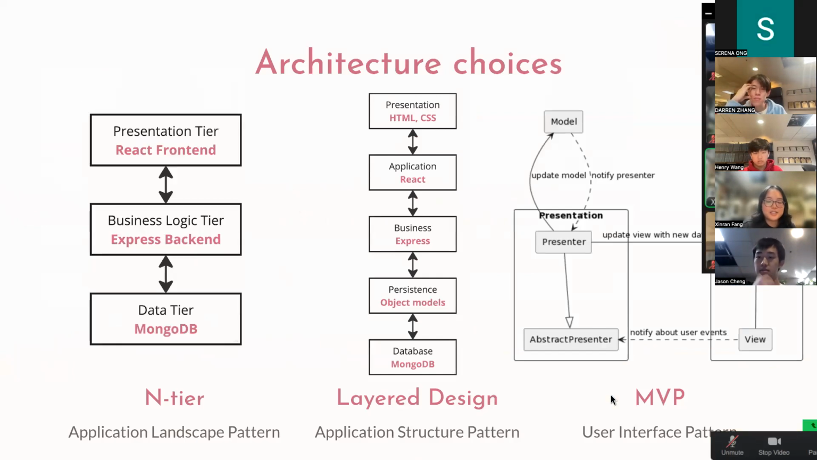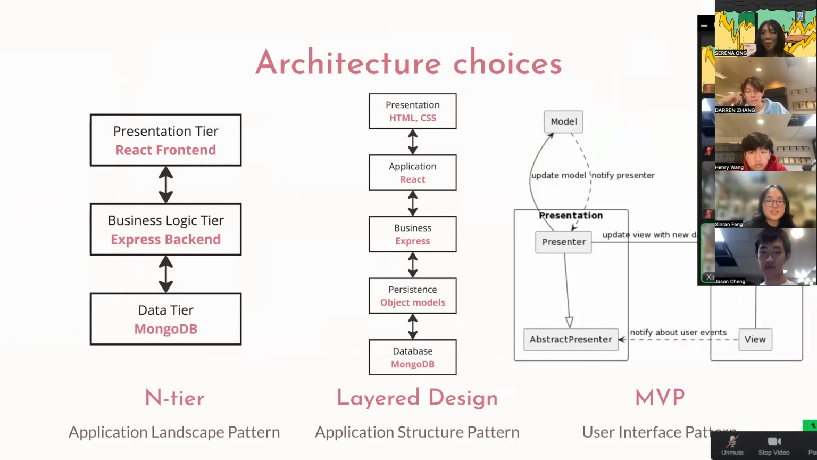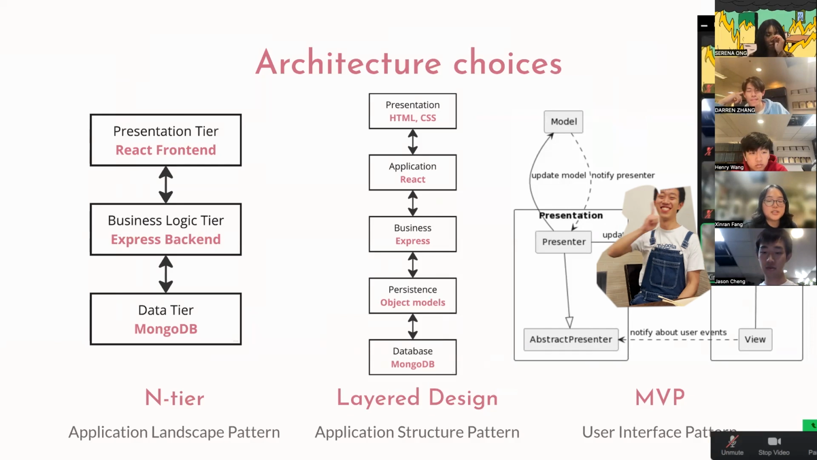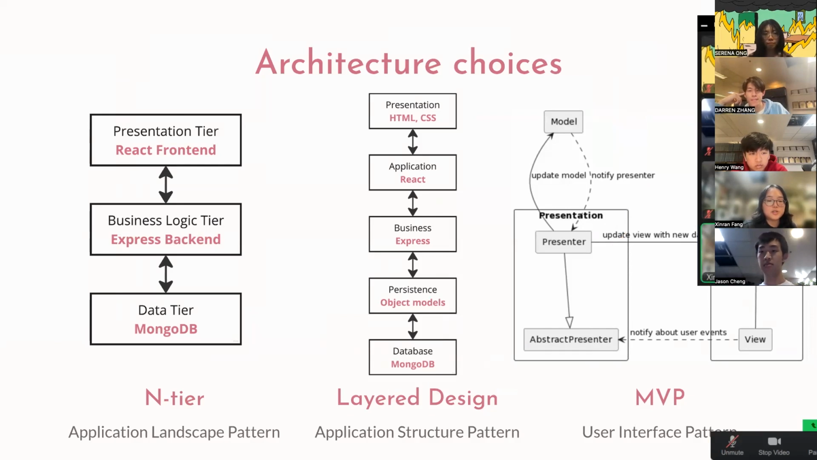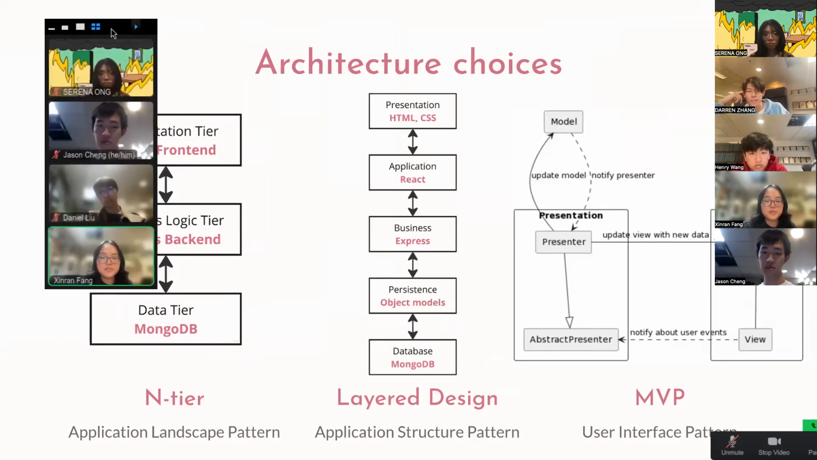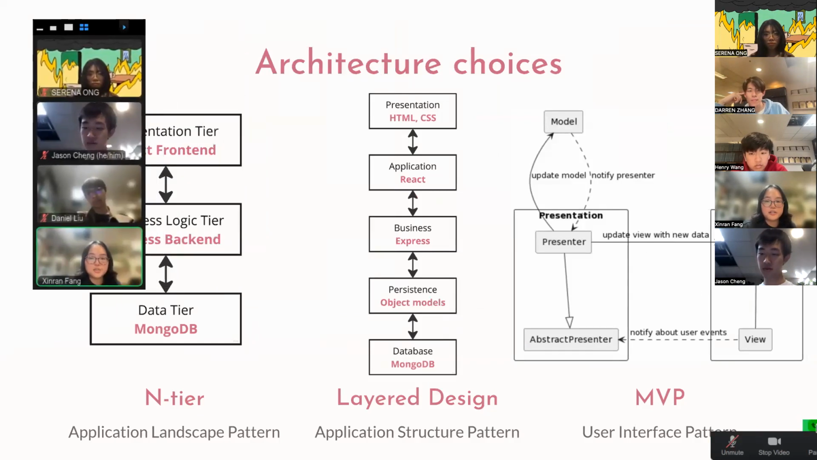For application landscape pattern, we chose N-tier. So we use React frontend as presentation tier, Express as business logic tier, and MongoDB for data tier. For application structure pattern, we used layered design. So we have HTML, CSS for presentation, React for application, Express for business, object models for persistence, and MongoDB for database. And lastly, for user interface pattern, we use MVP pattern.